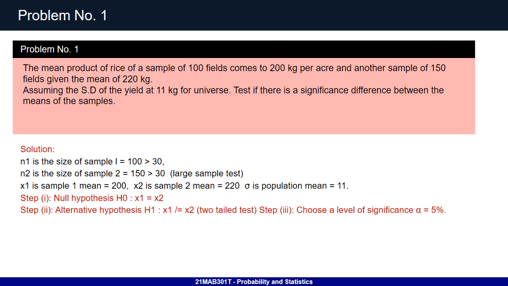Therefore, our first step is defining H naught, that is the null hypothesis. X1 bar is equal to x2 bar, that is there is no difference between the means. And the next step is defining the alternative hypothesis H1, that is x1 bar not equal to x2 bar. So this is a two-tailed test. And third step is writing the level of significance alpha is equal to 5%. So for a two-tailed test, Z alpha is going to be 1.96.